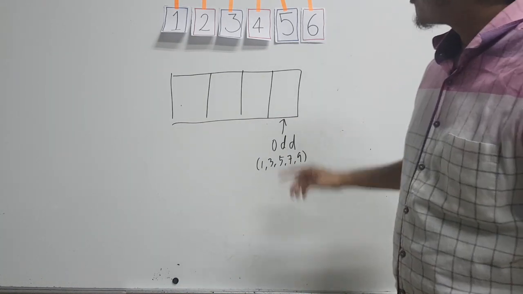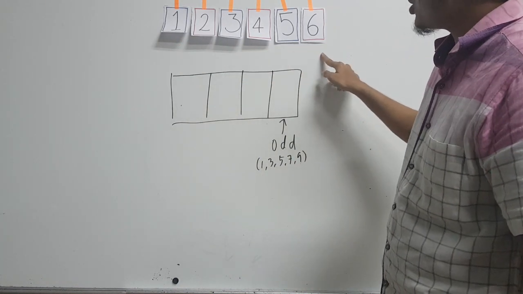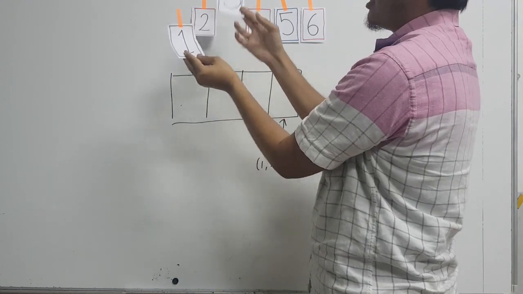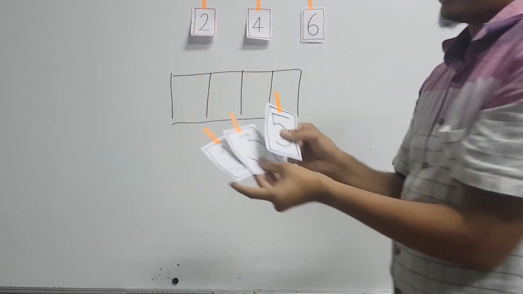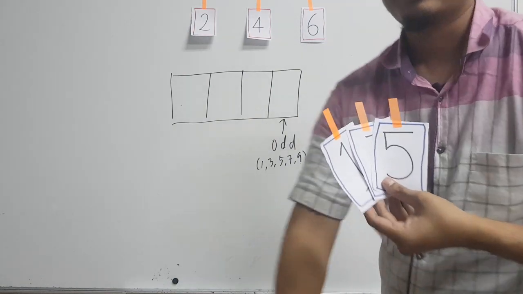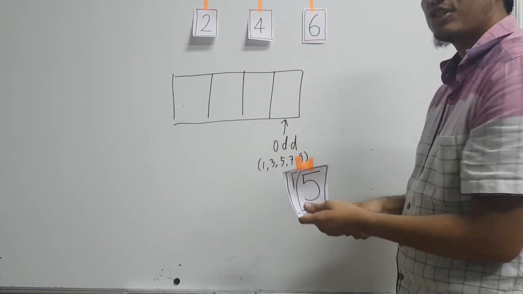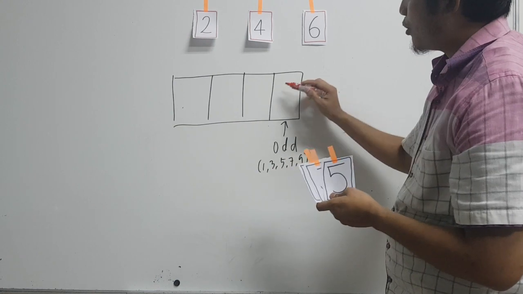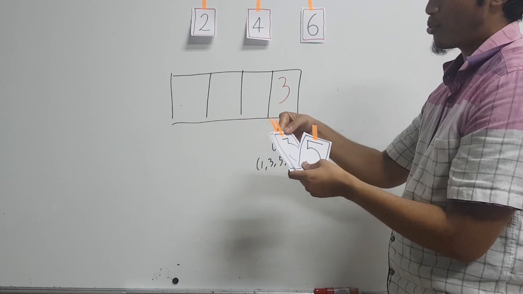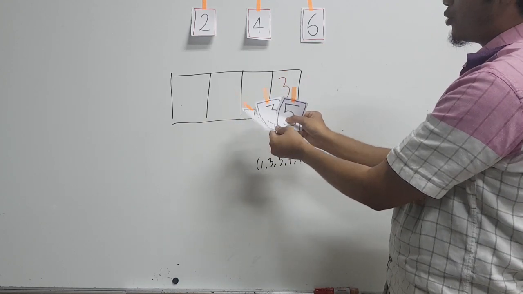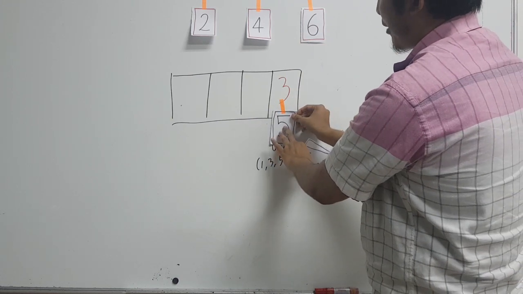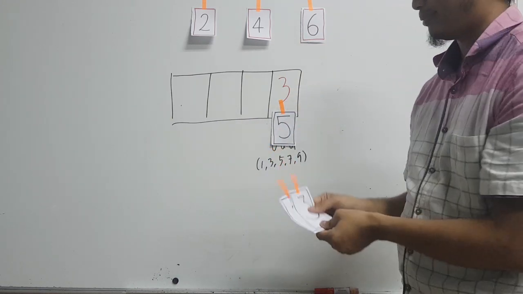So from these 6 digits, which ones are odd? We have 1, we have 3, and we have 5. Meaning that to put at the last box, we have 3 choices, either 1, 3, or 5. So let's choose either one. Which one do we want to put here? Let's say we put number 5 here.